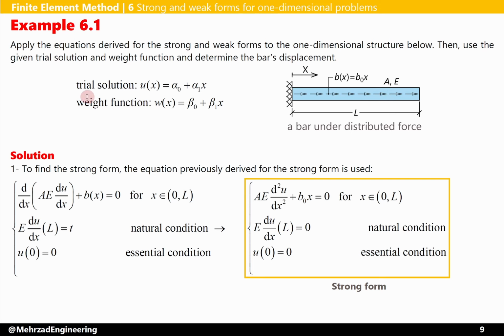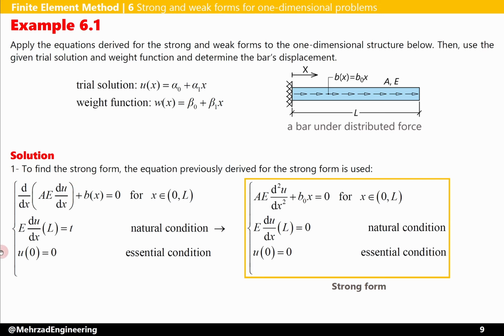We want to find the strong and weak form using the derived equations that we have found earlier. So we just need to apply the properties related to this example into those equations. And after finding a strong form and a weak form specific to this problem, we could apply the trial solution and weight function given by this example to find the final solution of this problem. It means finding the displacement of the bar. So for the solution, as I mentioned, first of all, I want to find a strong form.